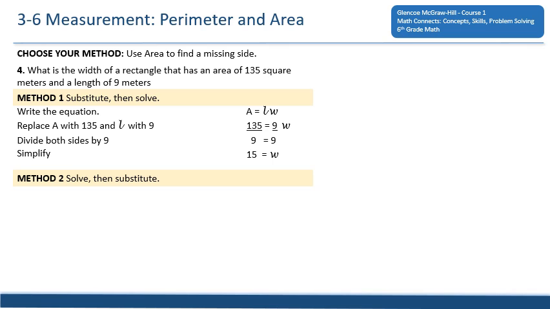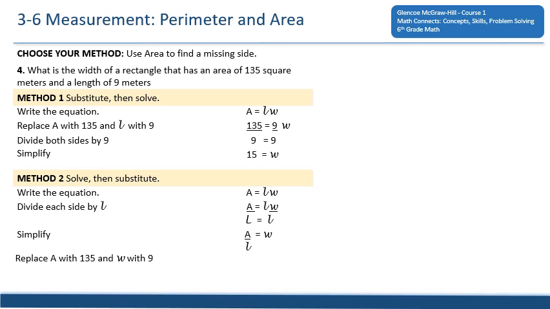Now, if you want to do it the other way, where you solve then substitute, all that means is you know you're looking for W, so we'll get it by itself first. So we divide by L, or length. Simplify. A over L equals W. Now we'll substitute 135 for area and 9 for length equals W. And if we simplify, that's 15 equals W.